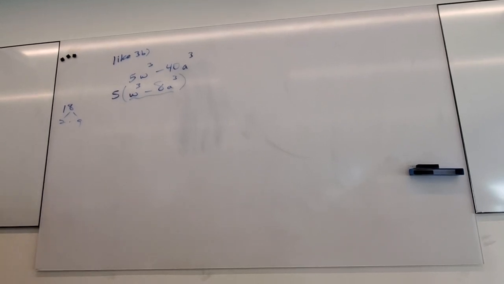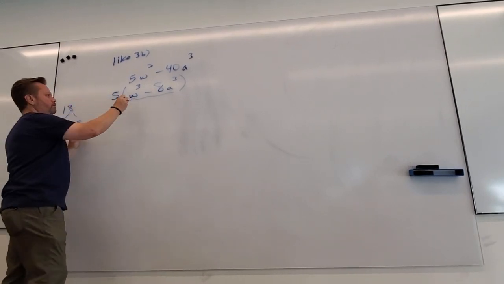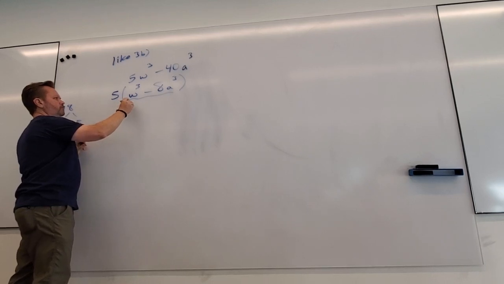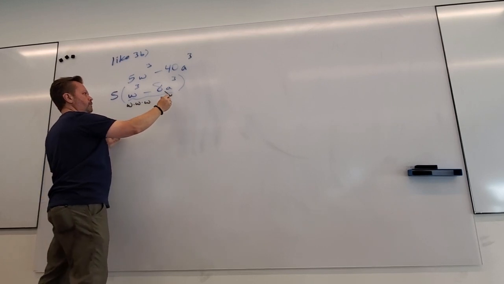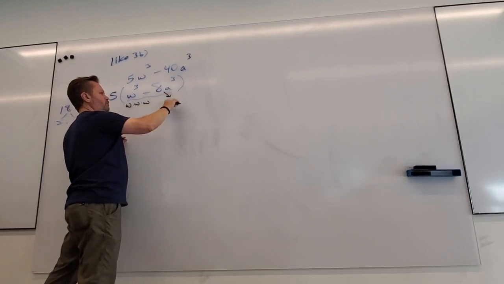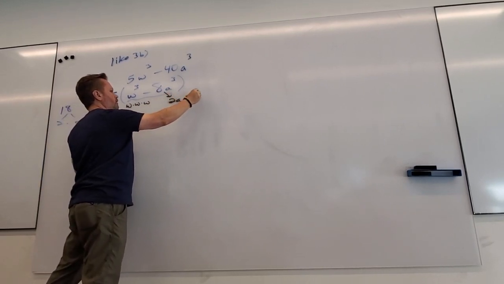So now we've uncovered the cubes. What do I do with w cubed? Break it down. 2 times 2 times 2. Yeah, this will be 2a times 2a times 2a.